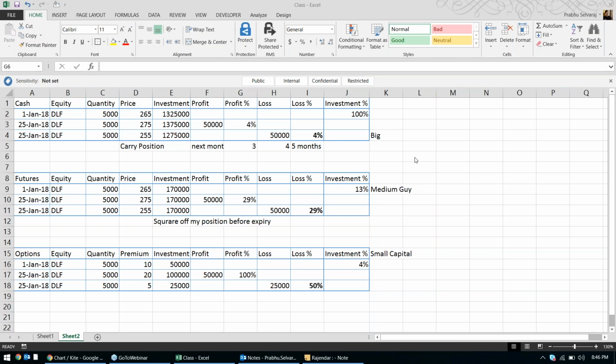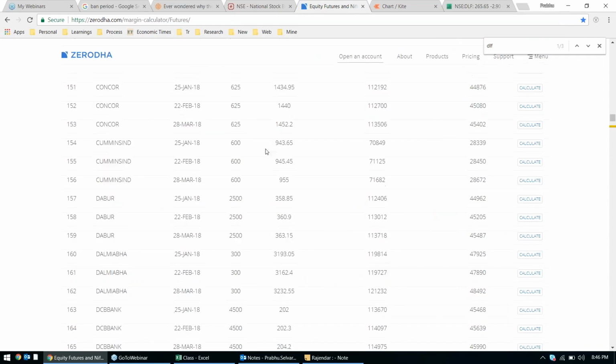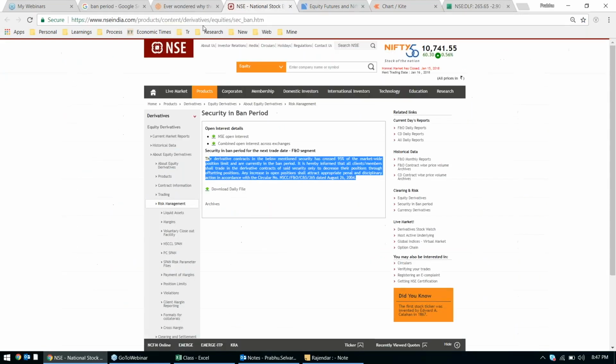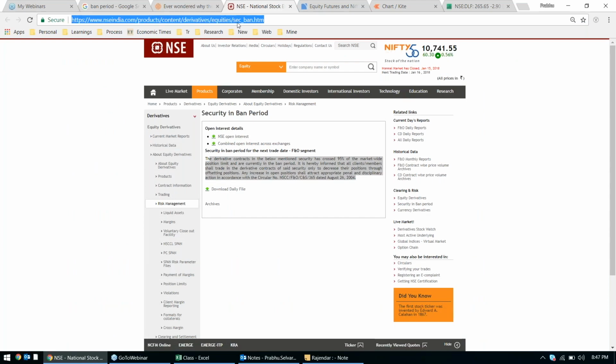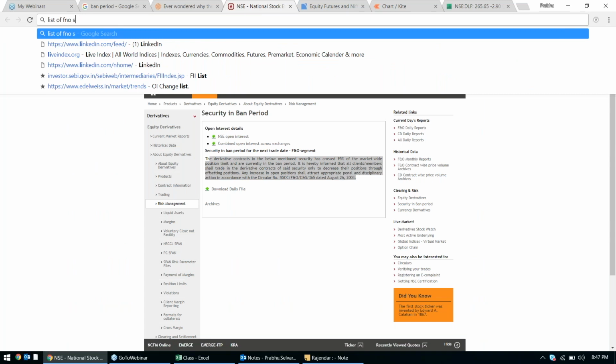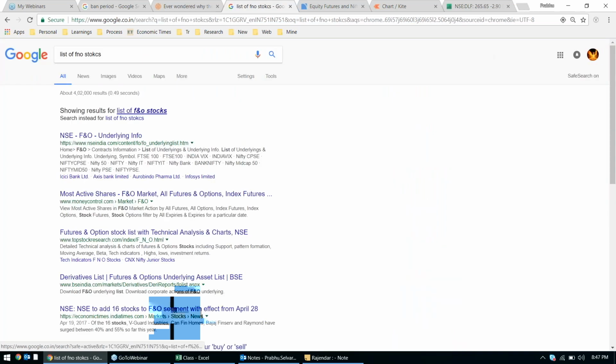Please show me the future stocks. All the future stocks are available in Zerodha. Here it is available. Or else just search for the list of FNO stocks. You get the list of all the FNO stocks.